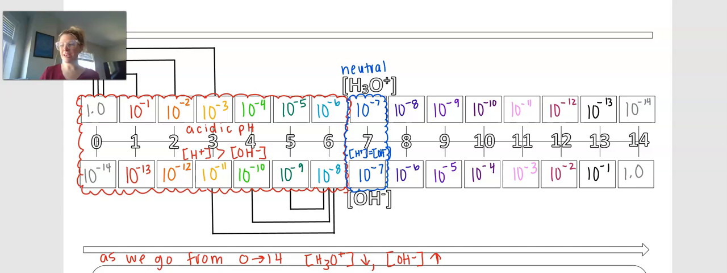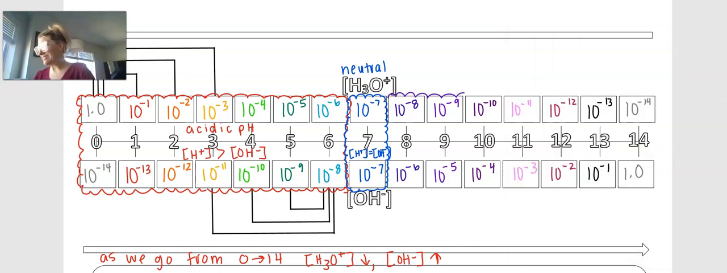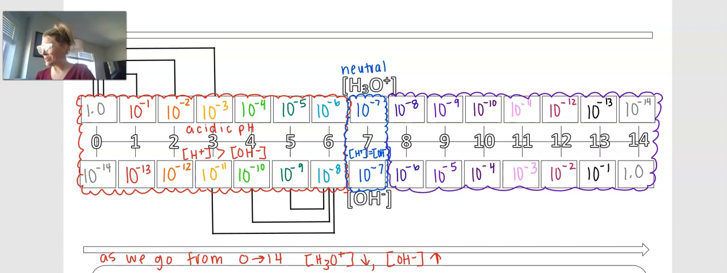And then that leaves us at a pH above 7. And again, this is the point at which we have more OH minus than we do H plus, okay? So let's go ahead and just circle or highlight that here so that we are clear. And so here we have a basic pH, okay? And again, our concentration of H plus is less than our concentration of OH minus, or you can think of it as OH minus is greater than H plus.